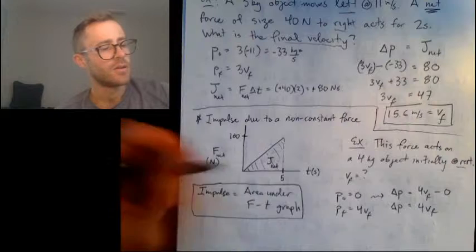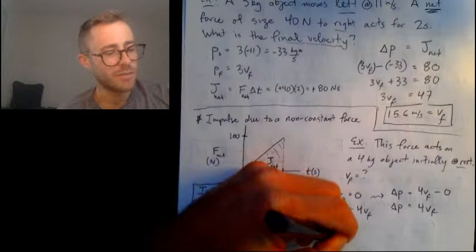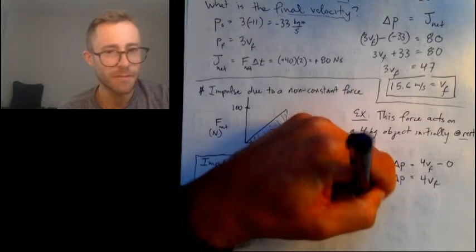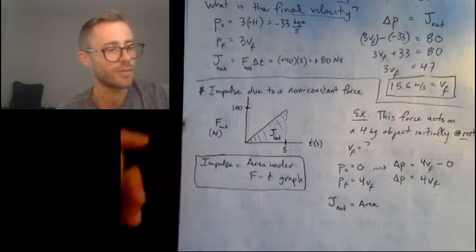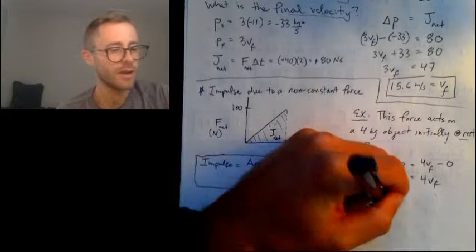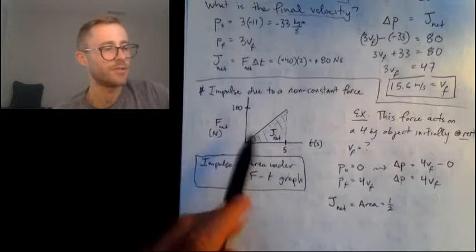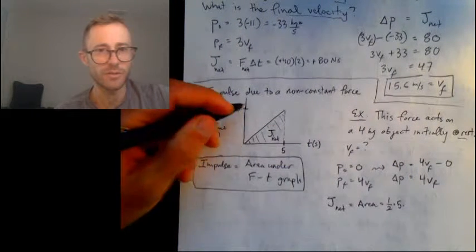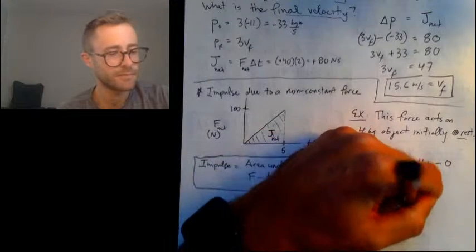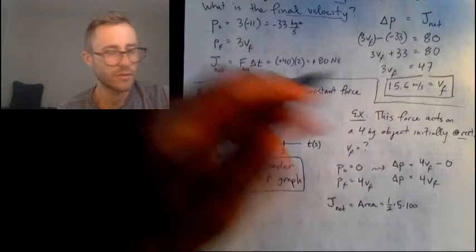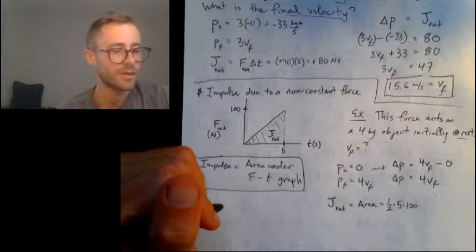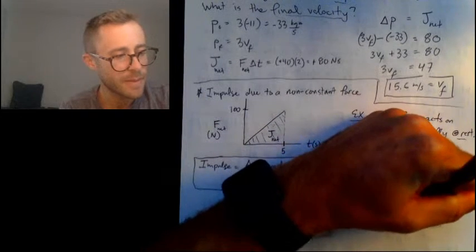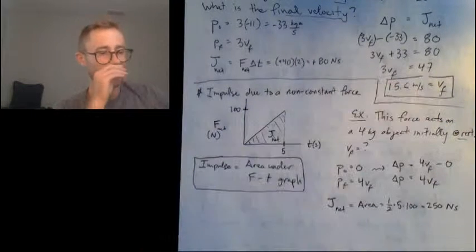Okay? Now let's calculate the net impulse. Net impulse is going to be the area under the force-time graph. This is a triangle, so I have 1/2 times the base of the triangle, which is 5 seconds, times the height of the triangle, which is 100 newtons. All right, so I have 0.5 times 5 times 100. So that gives us 250 newton-seconds as the net impulse.